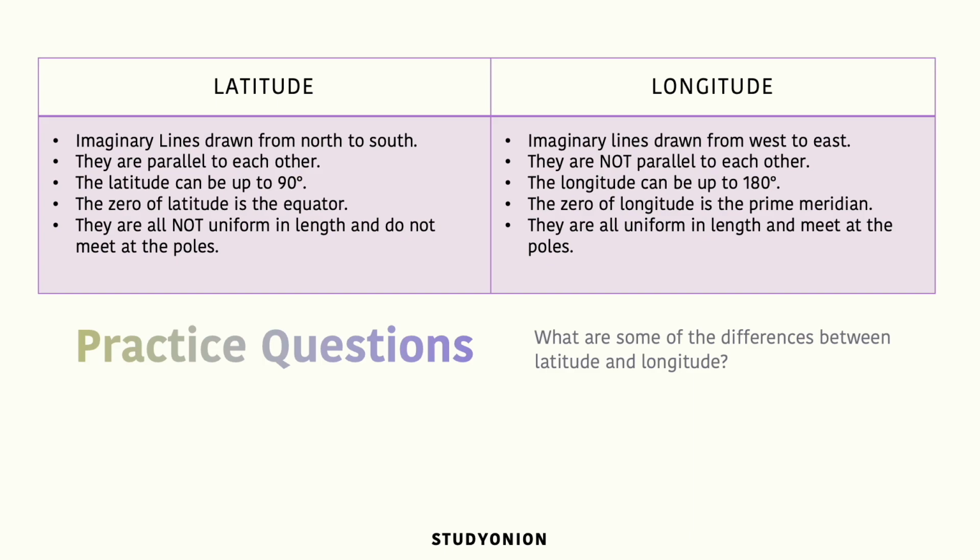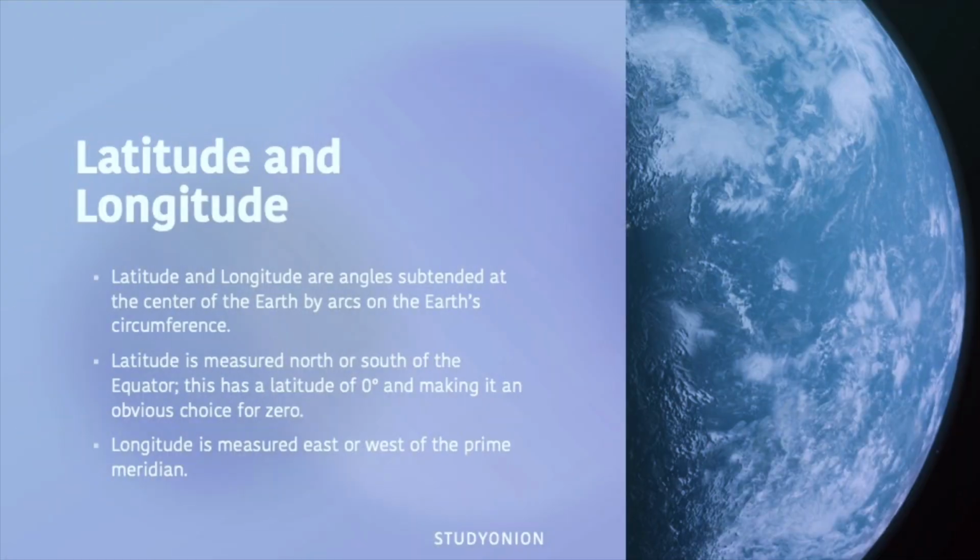So, to summarise, latitude and longitude are angles subtended at the centre of the Earth by arcs on the Earth's circumference. Latitude is measured north or south of the equator, which has a latitude of 0 degrees. Longitude is measured east or west of the prime meridian, which has a longitude of 0 degrees. The maximum value for latitude is 90 degrees, and the maximum value for longitude is 180 degrees.